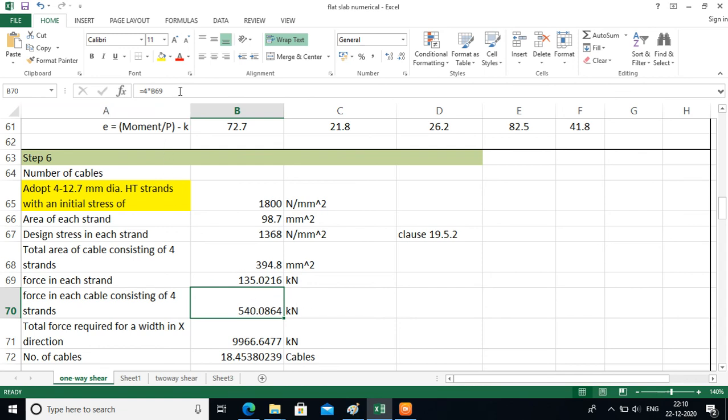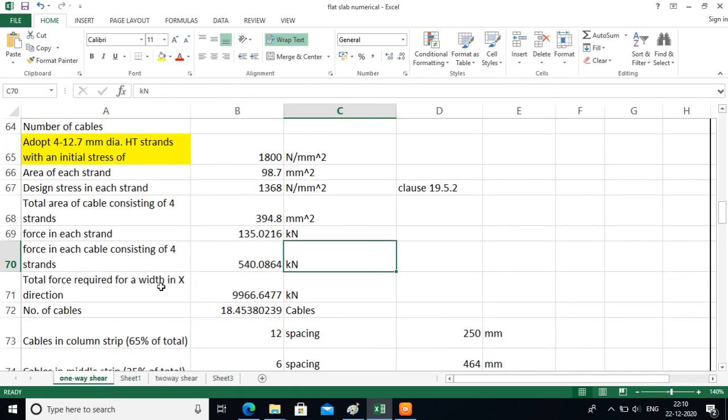I have put in the formula. See here, we can see 4 times this B69. So in this way we get the force developed in the cable. Now the total force required.